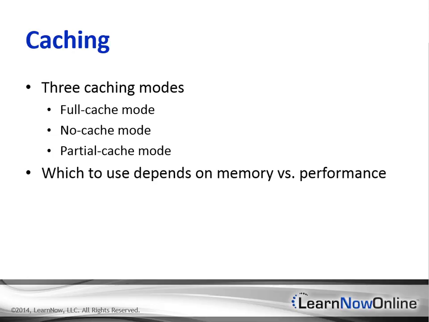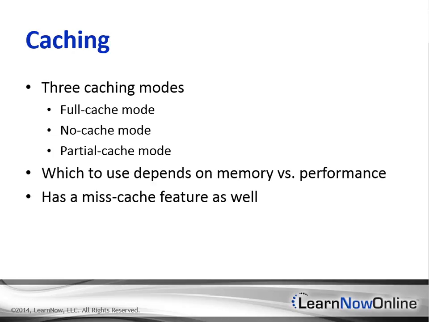Ultimately, the decision about which mode to use needs to be based on performance versus memory use. Full cache mode may use a lot of memory for a large lookup data set, but offers the fastest performance. No cache mode requires very little memory, but is horribly slow because it needs to do a database lookup for every data flow row, although it uses the freshest data. And partial cache mode offers a happy medium between the two extremes.